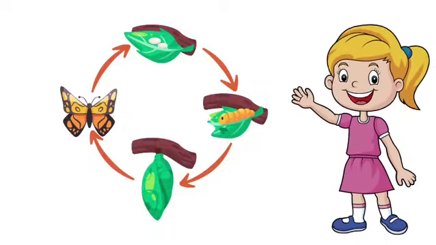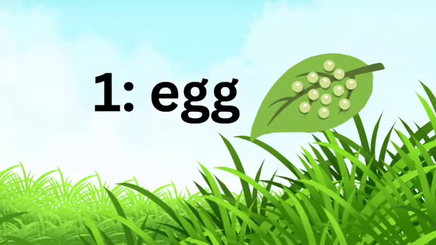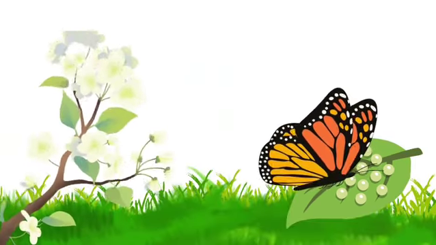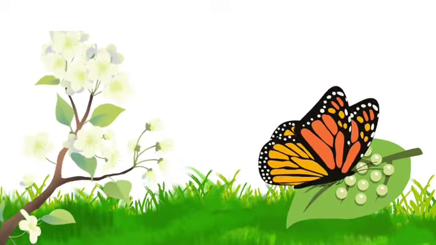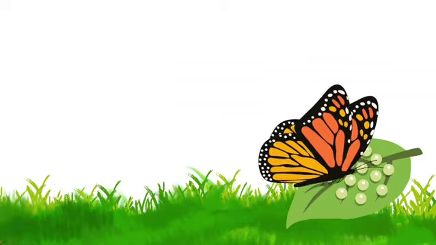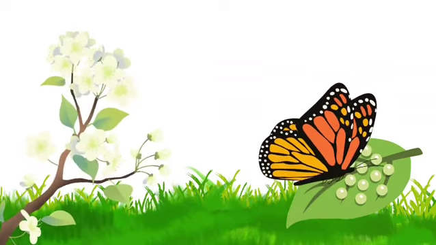So let's start from the beginning. The first stage of the butterfly's life is the formation of an egg. The life cycle of a butterfly starts when a mother or female butterfly lays tiny eggs on a leaf.